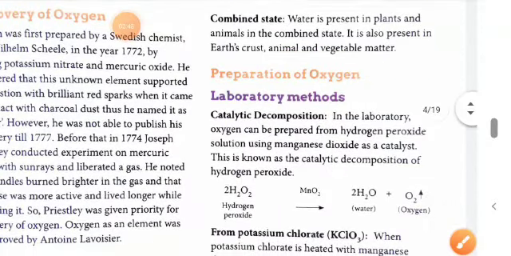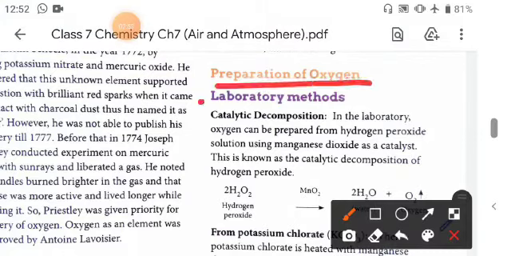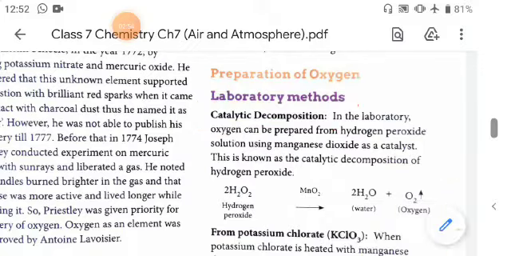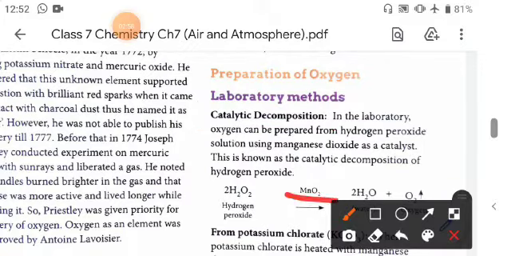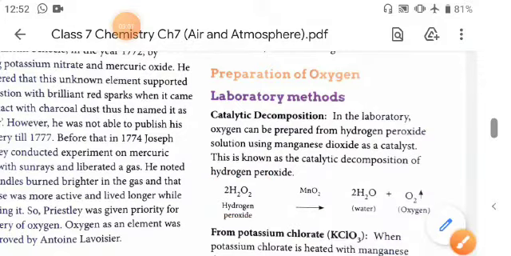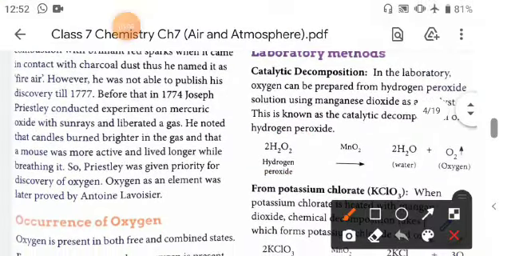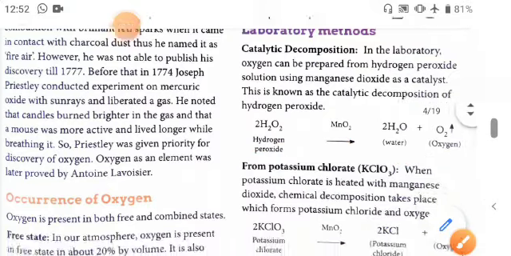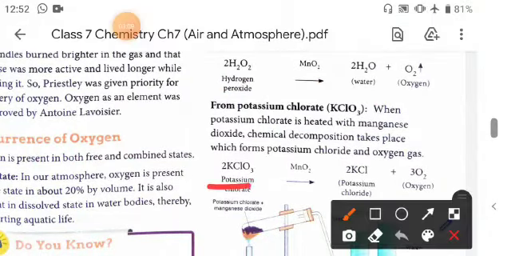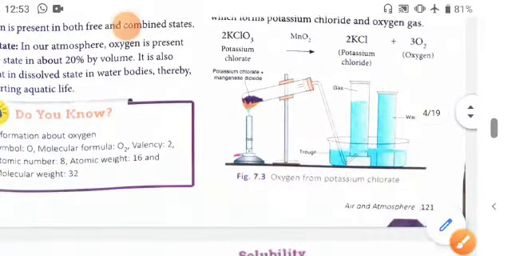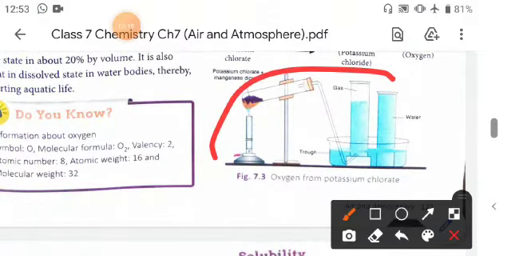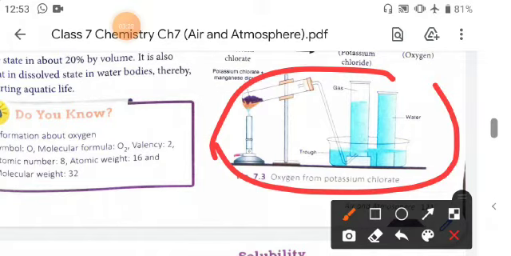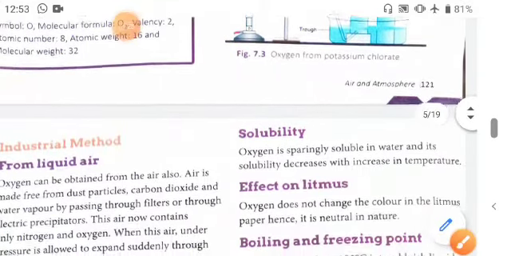Now the preparation of oxygen. In the laboratory method, there is catalytic decomposition: in the presence of the catalyst manganese dioxide, hydrogen peroxide reacts and forms water and oxygen. Also, from potassium chlorate, in the presence of manganese dioxide, it gives potassium chloride and oxygen, and this figure is given here for the preparation of oxygen gas from potassium chlorate, KClO3.